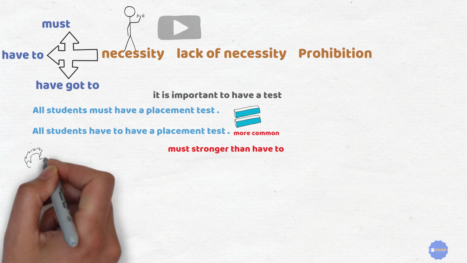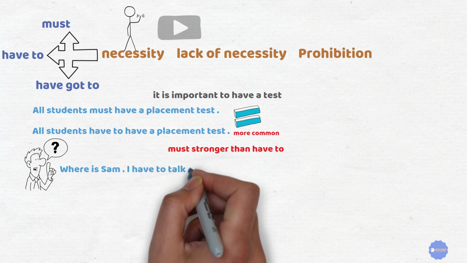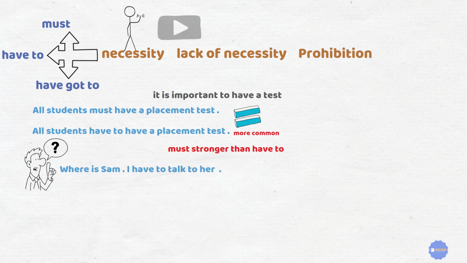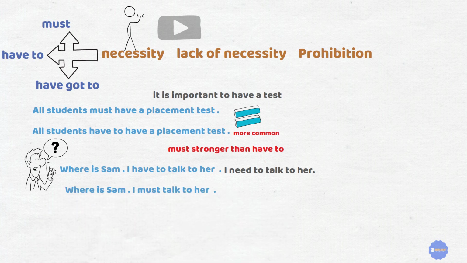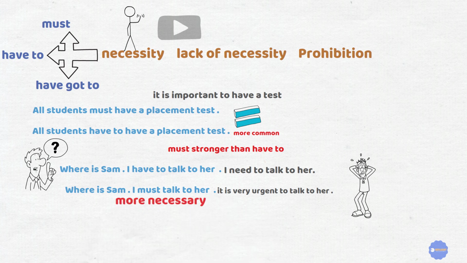So for example, when I say, "Where's Sam? I have to talk to her." This indicates that I need to talk to her. But when I say, "Where is Sam? I must talk to her." This indicates that it is very urgent and I have necessary things that I need to tell her. So using must in daily conversations expresses necessity more than have to.